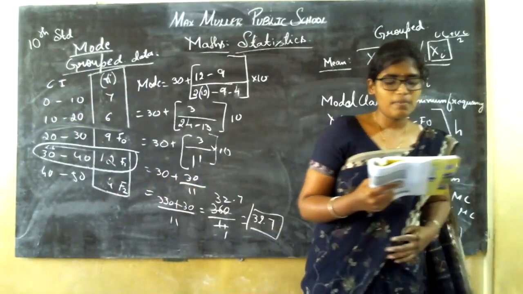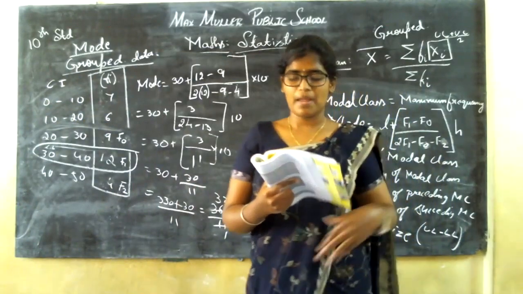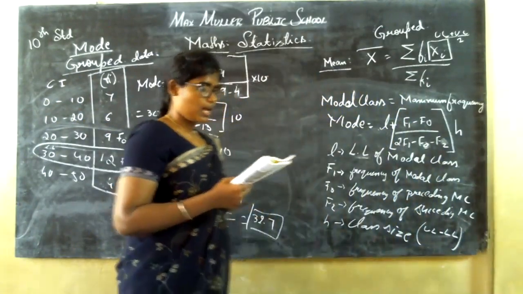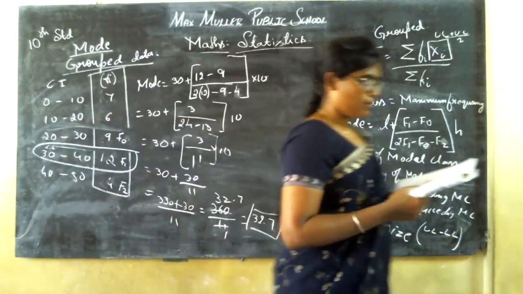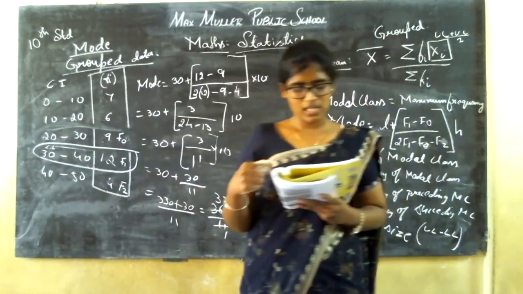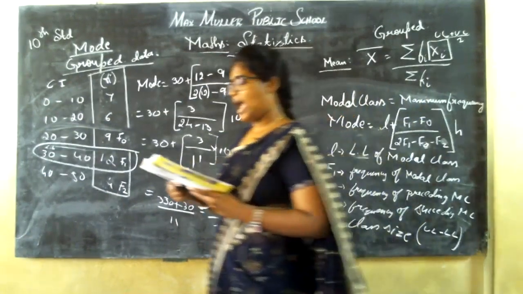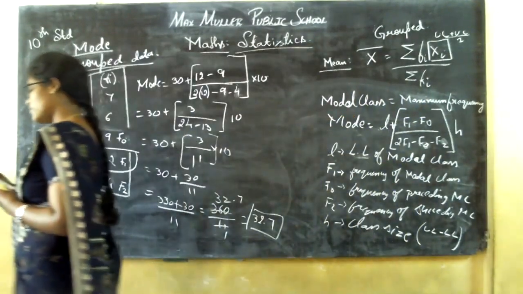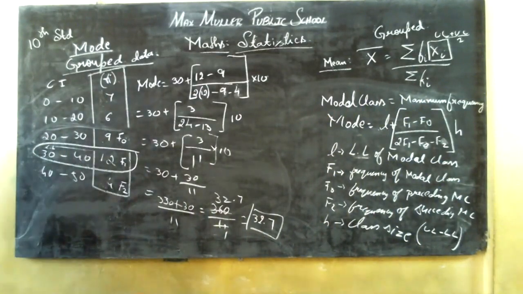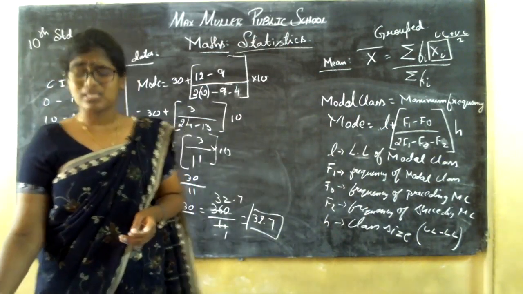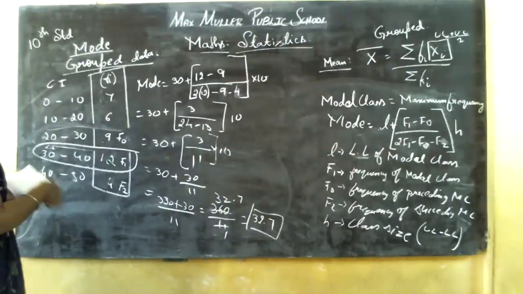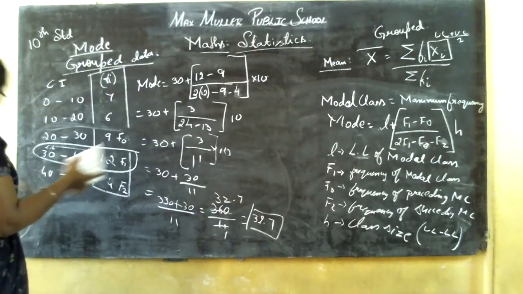The following table shows the ages of the patients admitted in a hospital during a year. So ages and the number of patients are given. The next question is: find the mean and mode of the given data table above. Compare and interpret the two measures of central tendency. What is this word central tendency?